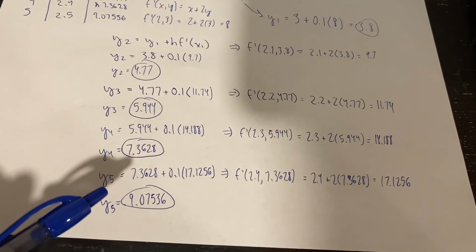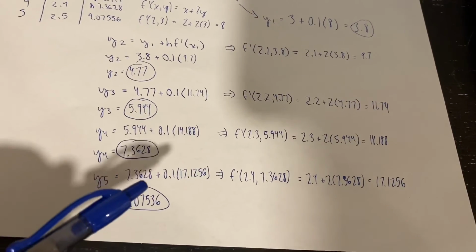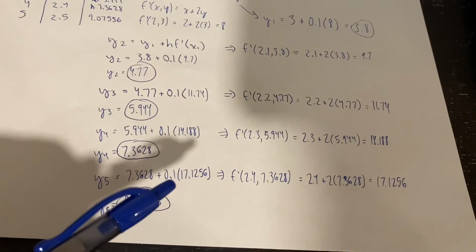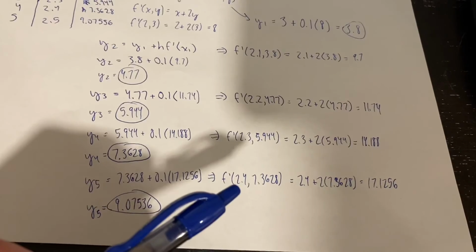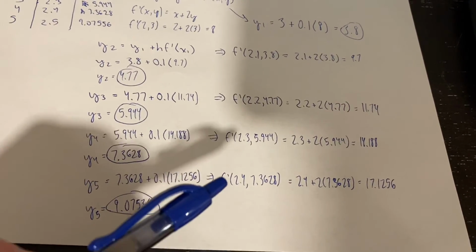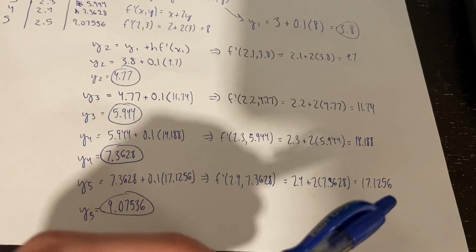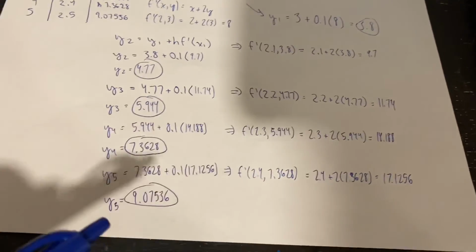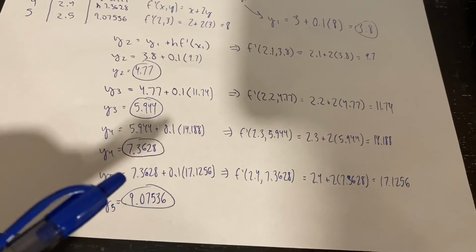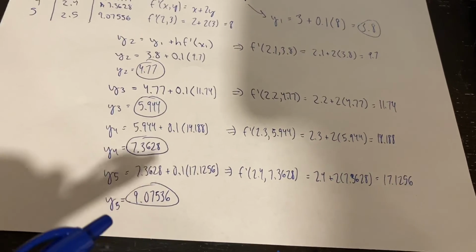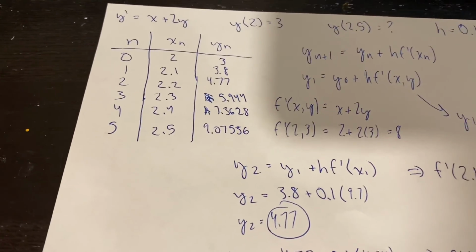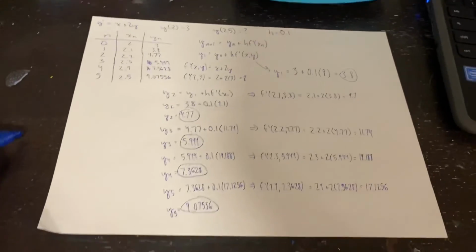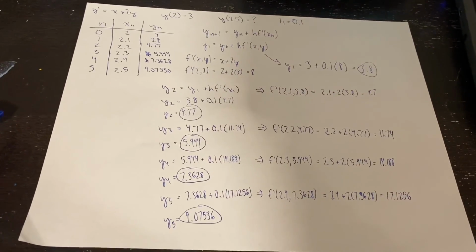And lastly, for y sub 5, we have y sub 4, 7.3628, plus the step size, times the derivative at x sub 4 and y sub 4, which gives us 17.1256. And plugging that into Euler's method equation, we have y sub 5 equals 9.07536. So here's the table, and I hope you can see the difference between this one and the first example.